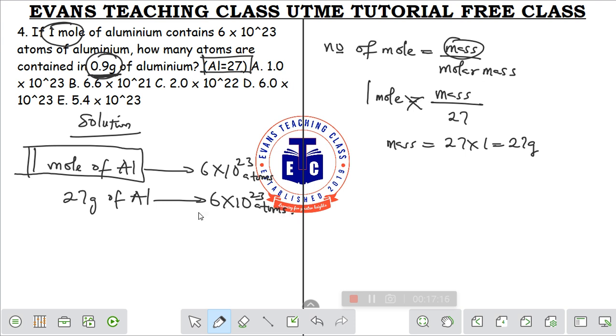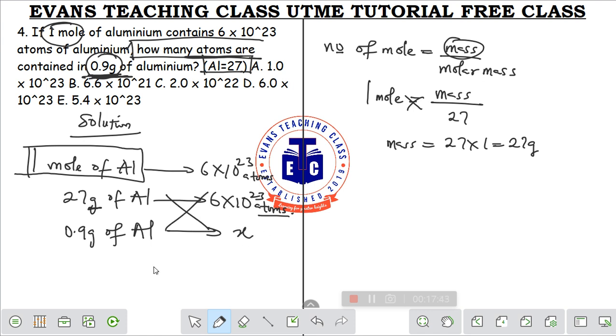I hope you understand. Now the next thing we want to do is, they now gave us the 0.9 gram. They now say how many atoms? So this one is atoms. They now give us gram. So where you will write this gram will be under this gram also. So it will now be 0.9 gram of aluminium, and how many atoms, that will be X. So cross multiply. So that will be 27x is equals to 6 times 0.9 times 10 raised to the power 23.